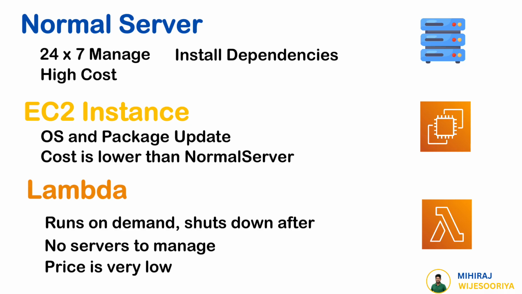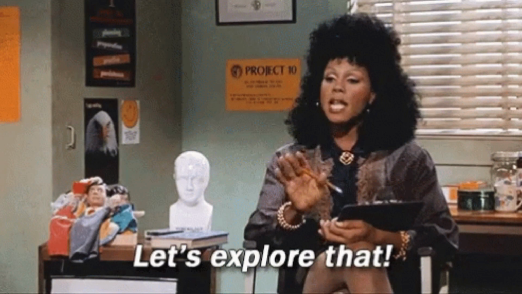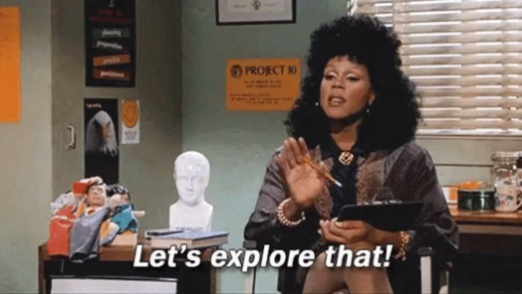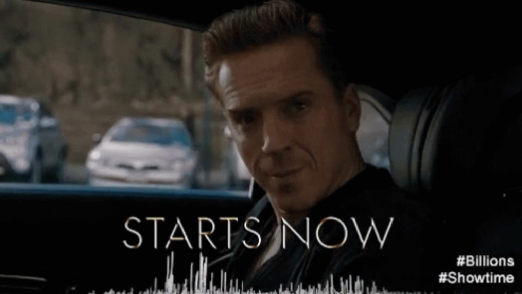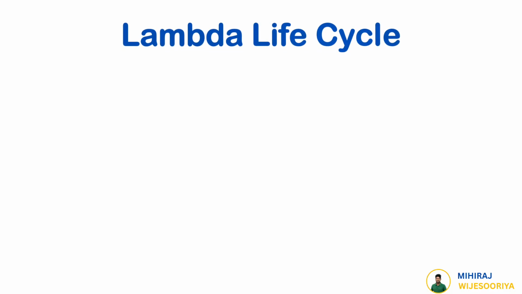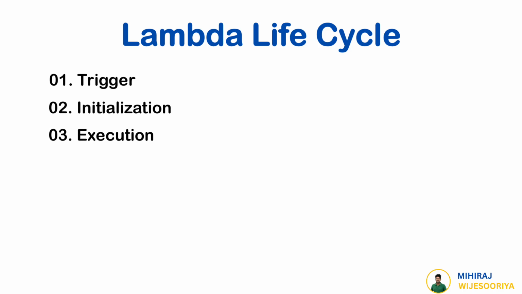Okay, now that we understand what Lambda is, let's explore how it actually works behind the scenes. Welcome to the AWS Lambda Life Cycle. This is where the real action begins. So the Lambda Life Cycle has a few key stages: trigger, initialization, execution, warm start, and shutdown. Let's break it down one by one.